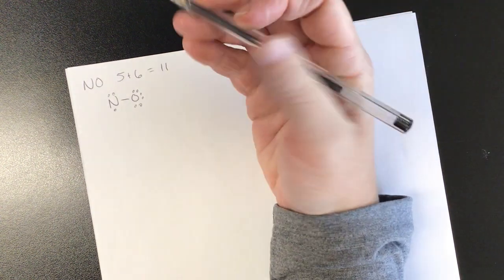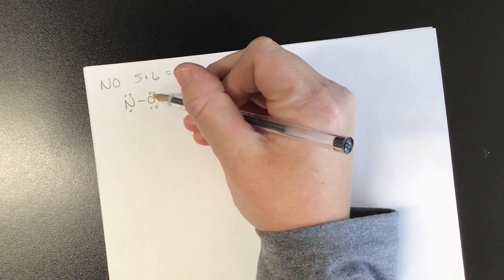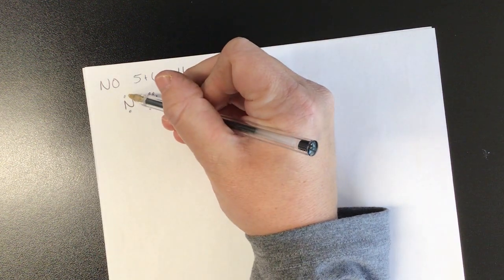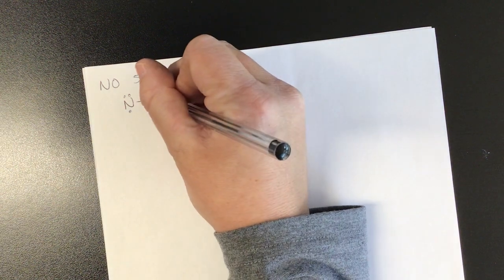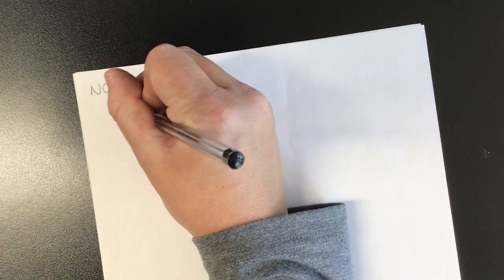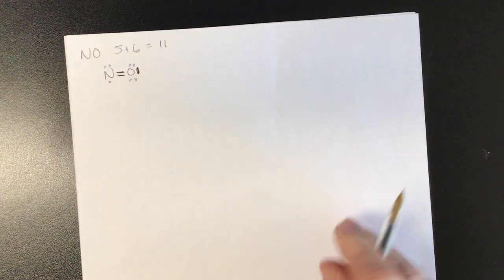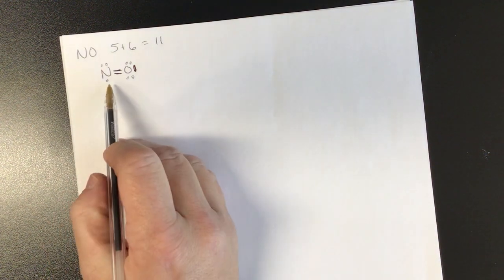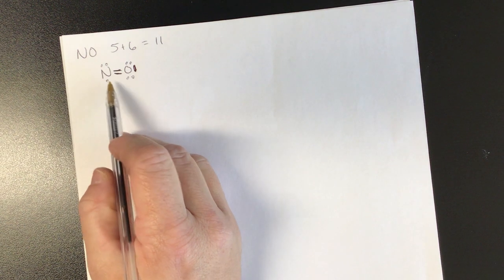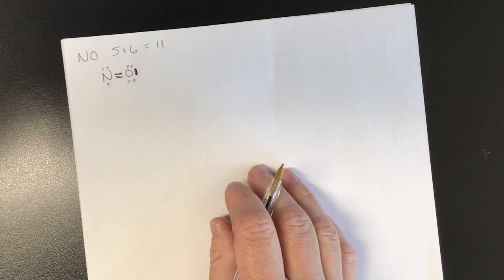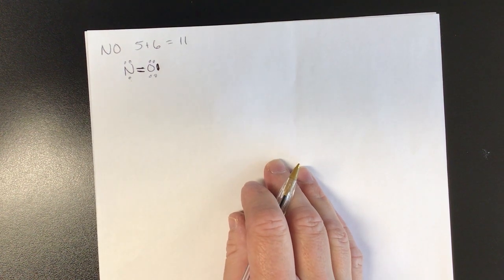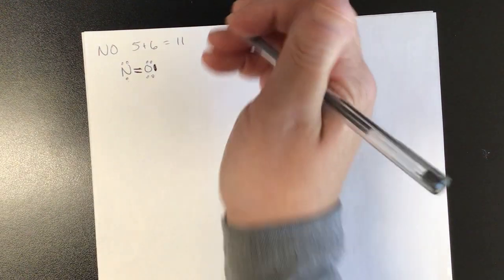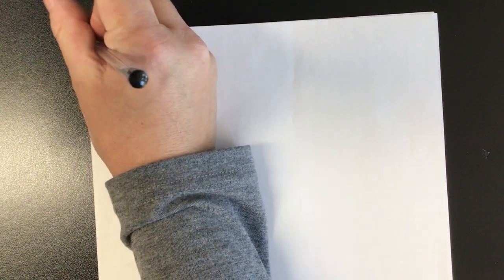So we can attempt to get everybody as close to an octet as we can. Oxygen has an octet, 2, 4, 6, 8, and nitrogen has 2, 4, and 5 electrons. But if we remove these and share them, then we get to 2, 4, 6, 7 electrons on nitrogen. So it doesn't obey the octet rule. Like I said, you can already tell that at the very beginning when you have an odd number of electrons. Okay, so that was A.